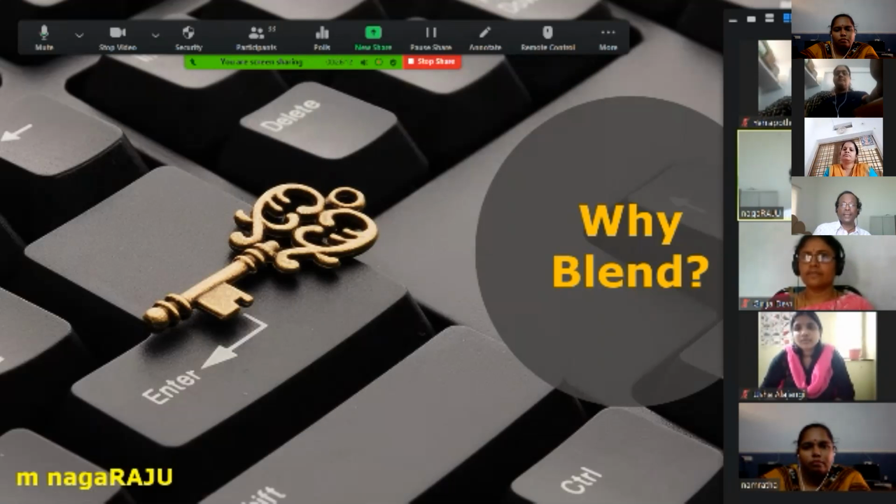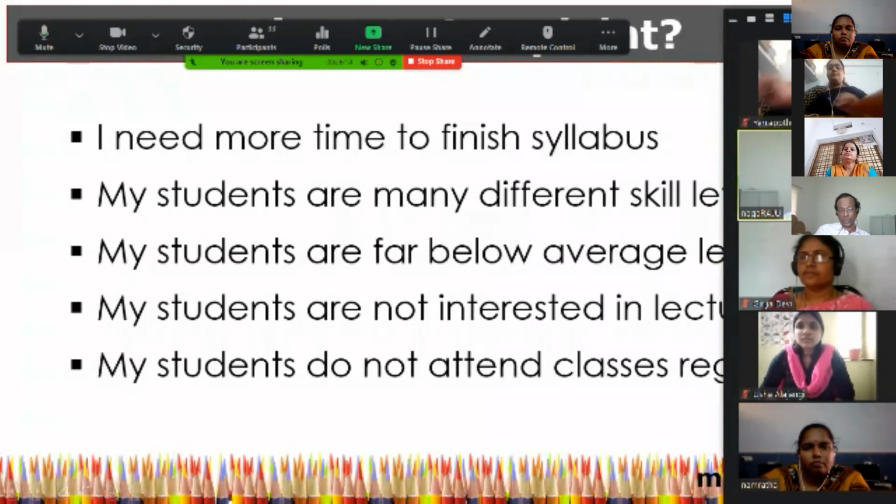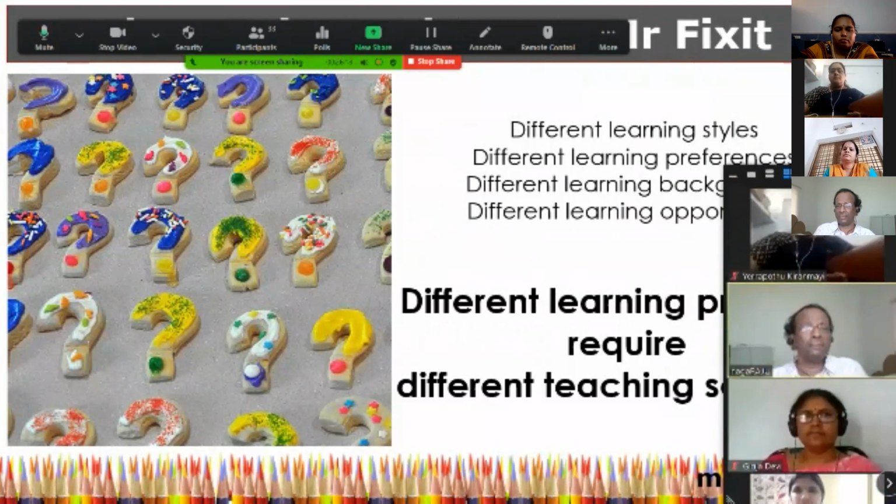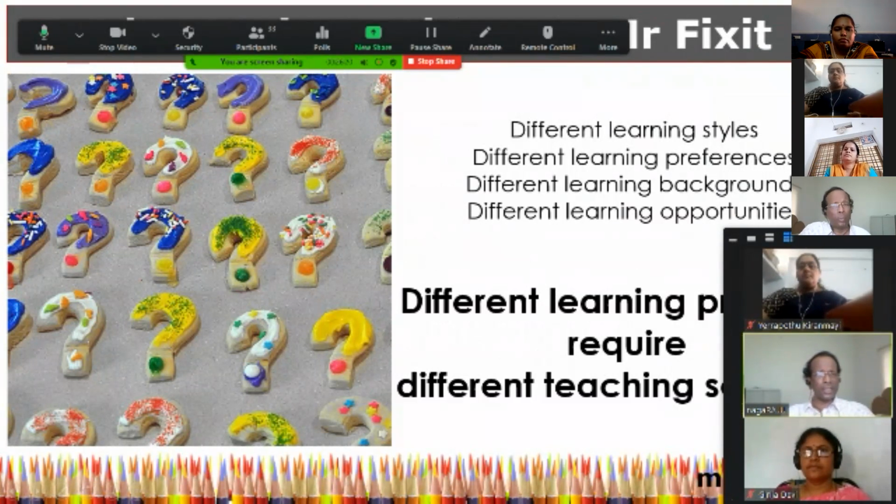Right. Okay. I'm going on to the question that I showed you. Now, this is the finding. Many teachers have problems in the class because students are different in their learning styles.